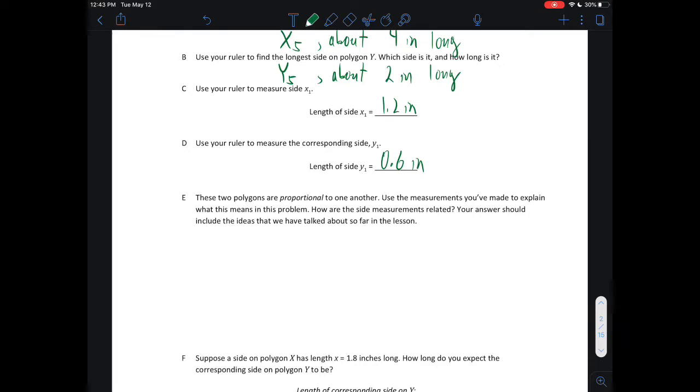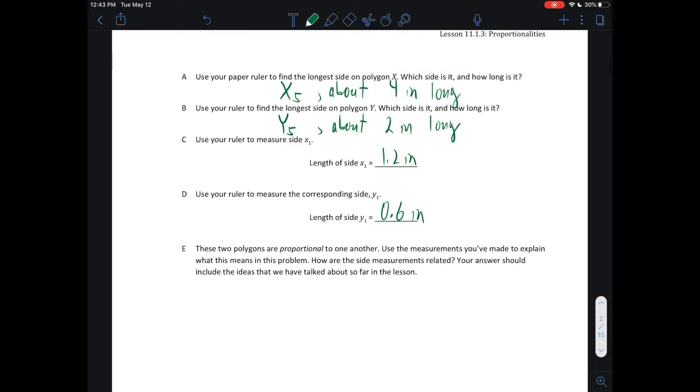So now part E. These two polygons are proportional to one another. Use the measurements you've made to explain what this means in this problem. How are the side measurements related? Your answer should include the ideas that we have talked about so far in the lesson. So, would you say that the corresponding sides are equal to each other? Like, is x5 equal to y5? No. x5 is 4 inches long and y5 is 2 inches long.